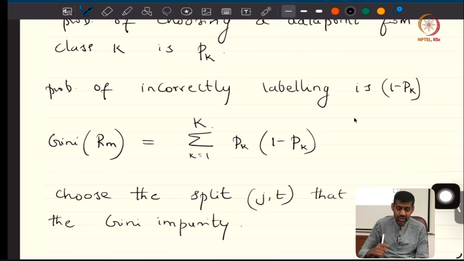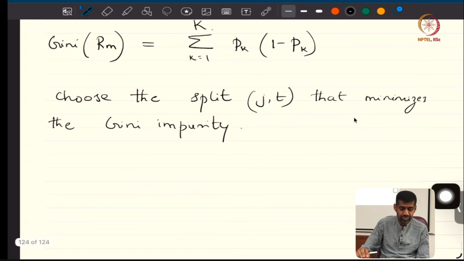In fact, what can be shown mathematically is that if you take the greedy way, both entropy and Gini impurity based splitting methods will lead to the exact same split. But because of computational ease, most of the algorithms implement Gini impurity over the entropy based split. Okay. Any questions here?